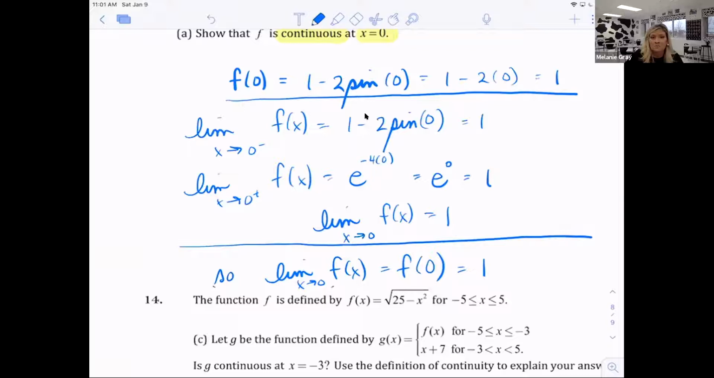So this is a good way to show, to prove or disprove that a function is continuous at a particular point on the AP exam and snag all those points possible.